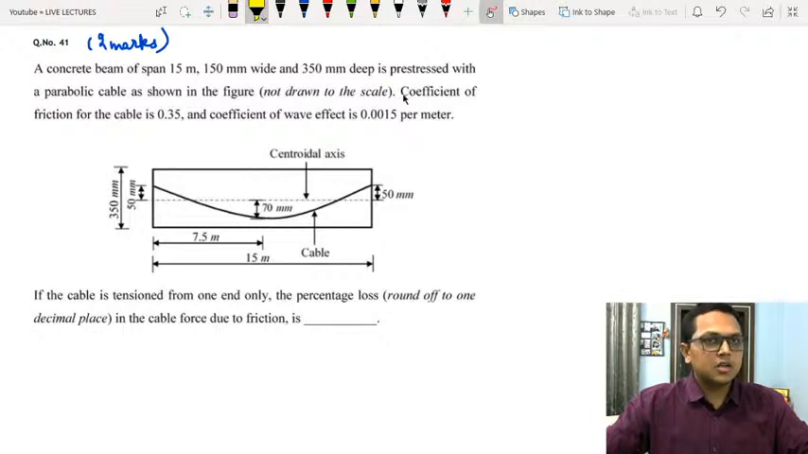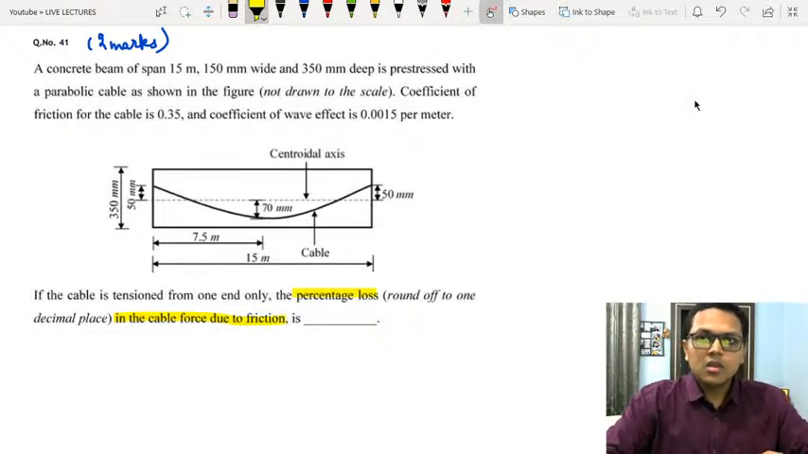Further, it has been given that the coefficient of friction for the cable is 0.35 and the coefficient of wave effect is 0.0015 per meter. If the cable is tensioned from one end only, the percentage loss, rounded off to 1 decimal place, in the cable force due to the friction is. Now it is asked the percentage loss in the cable force or the pre-stressing force due to the friction.